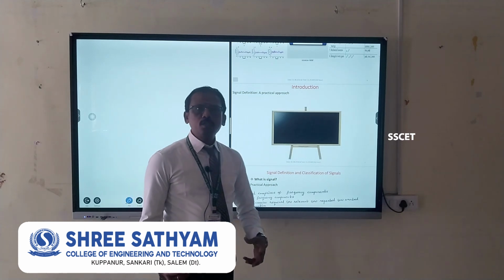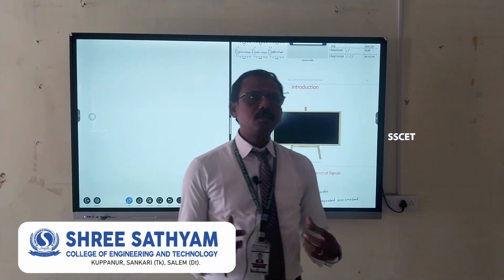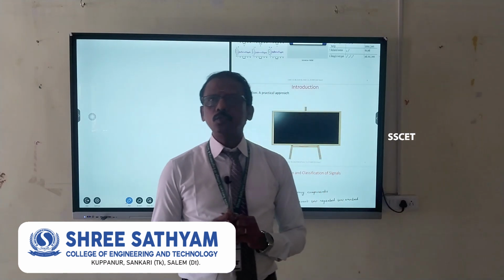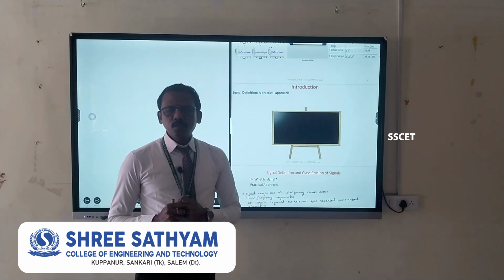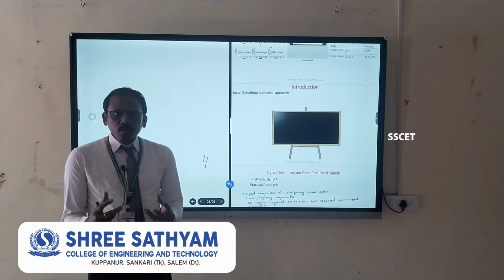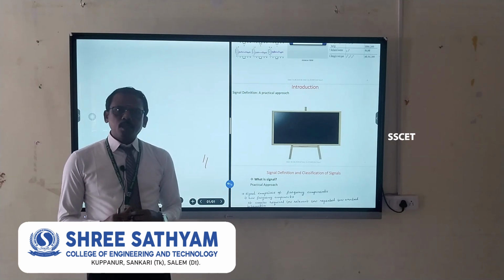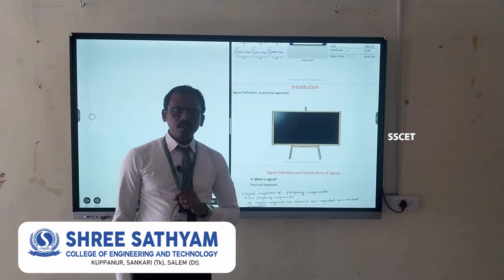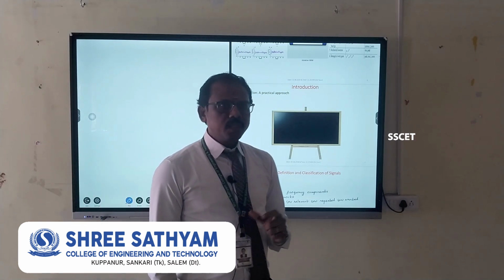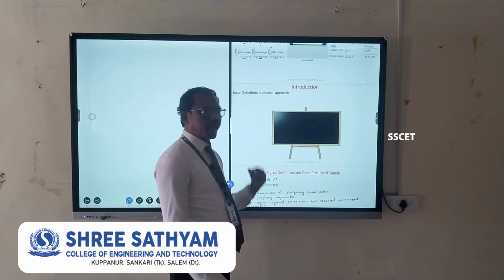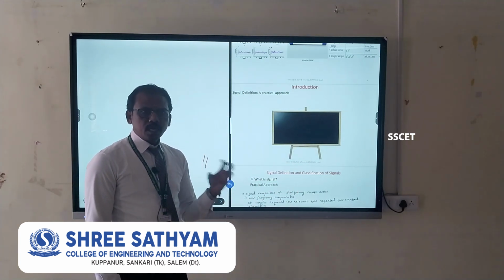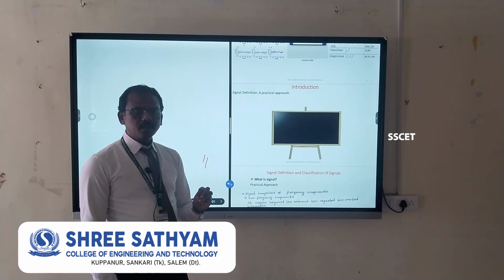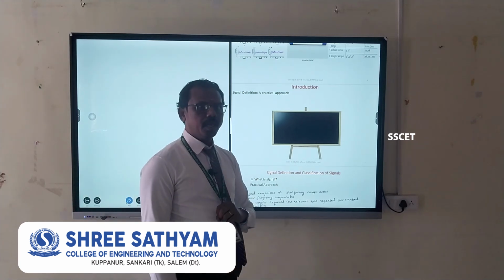But if you want to do a project in signal processing, this definition will not support you to complete your project. So if you want to do a project in signals and systems, you should know the proper definition of a signal. I will explain with the help of the green board or blackboard, which will help you to enhance or complete your project in the signals and systems area.